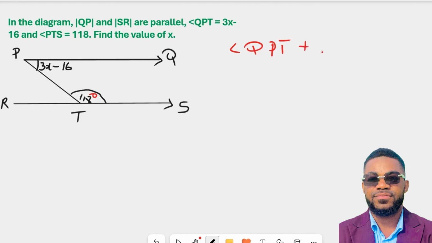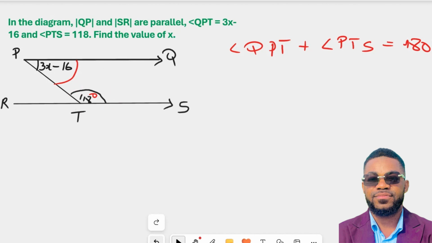plus this angle STP, or let me call it angle PTS, is equal to 180 degrees. And the property is that they are consecutive interior angles. We said that consecutive interior angles sum up to 180 degrees. So this angle and that angle are consecutive interior angles.